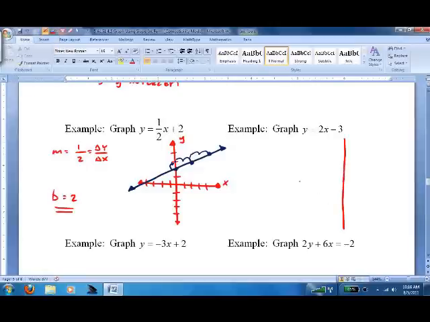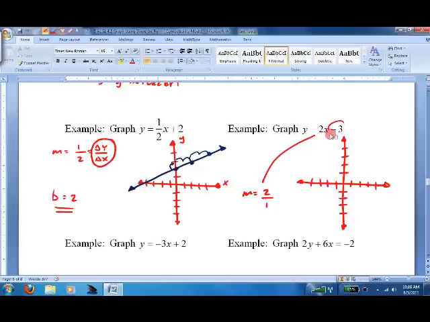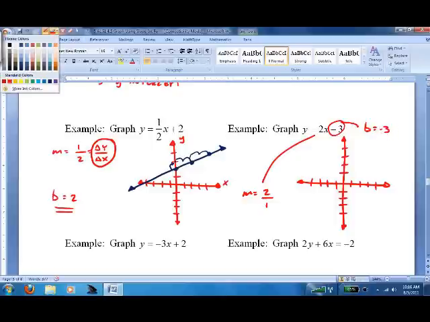Let's try it again over here. So slope is 2. Now 2 doesn't really help me, so I always put it over 1, because then I remember that it's the change in y over the change in x, and then go from there. And then don't forget to watch out for your negative. B equals -3. So in this case, we go down 3 to start. 1, 2, 3. And the change in y is 2. 1, 2. Change in x is 1. There we go.